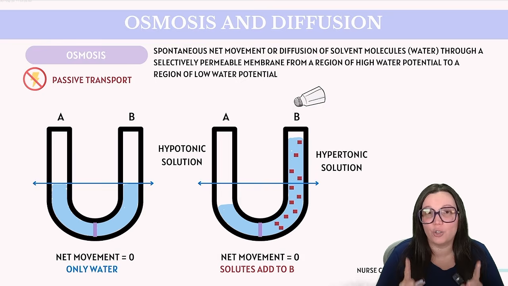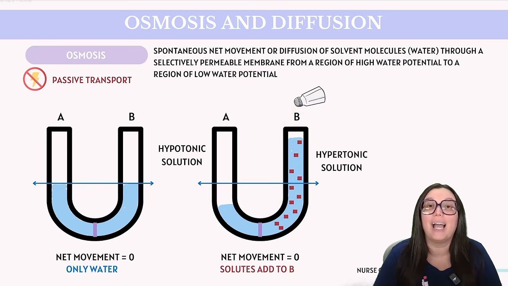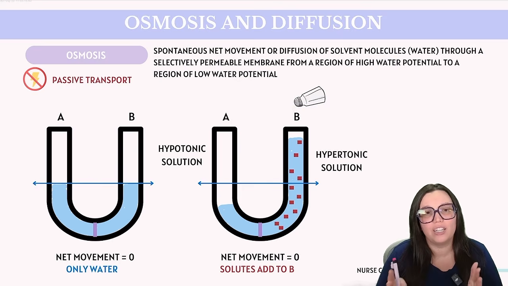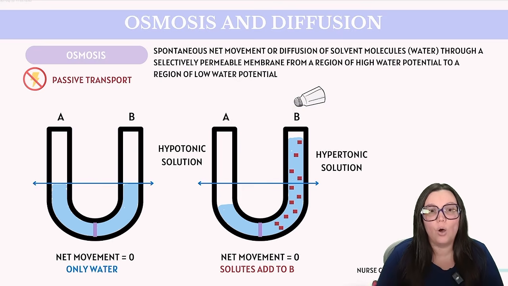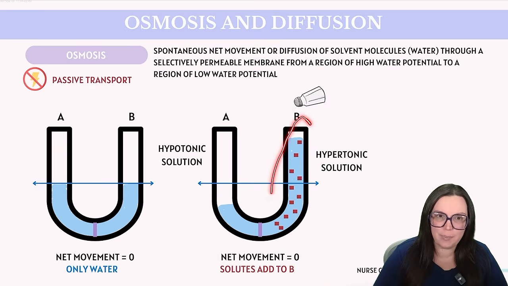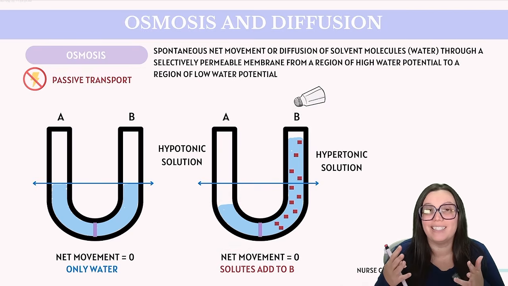Here's a key term that you're going to need to remember. Side B is going to be described as hypertonic. This means that it has a higher solute concentration. However, it's important to note that calling something hypertonic always involves a comparison. So in this case, we can say that side B is hypertonic relative to side A because it contains more solutes than we see in side A.